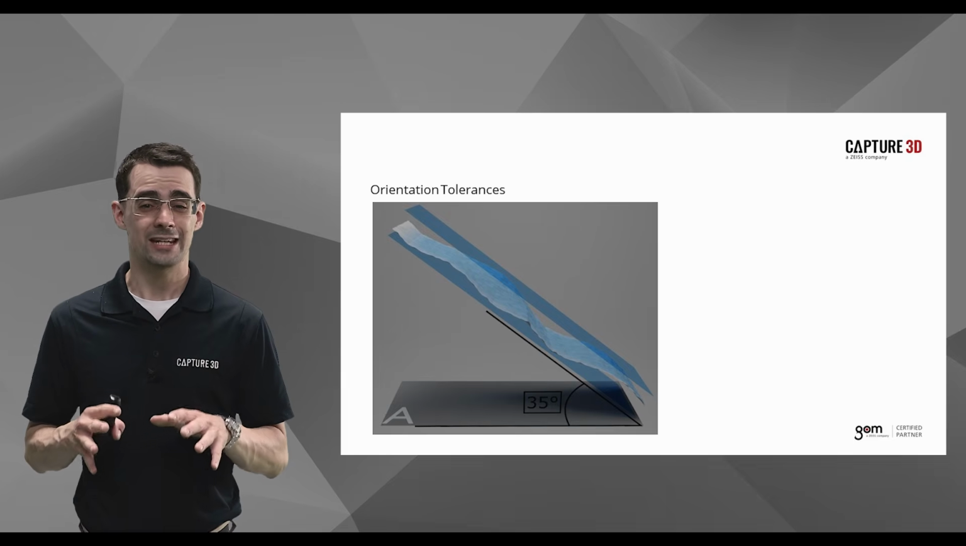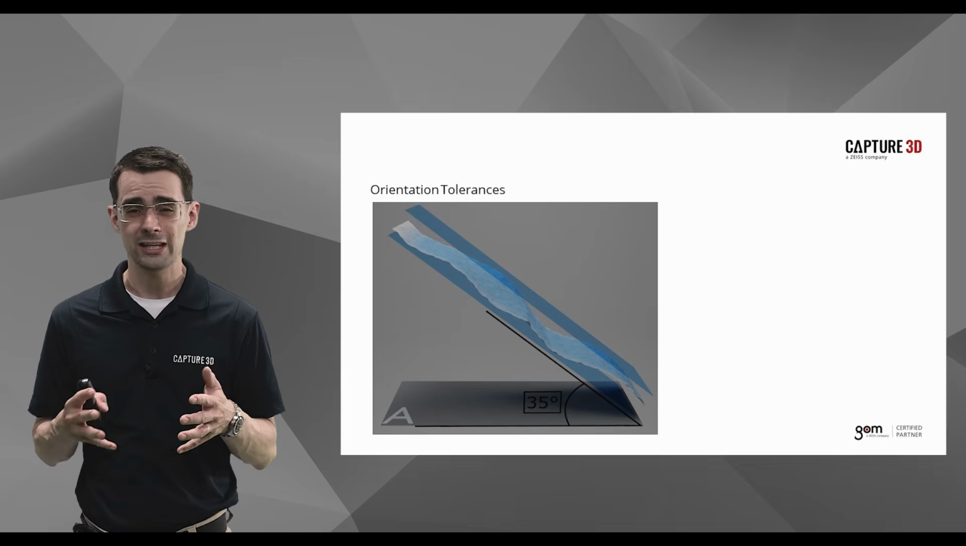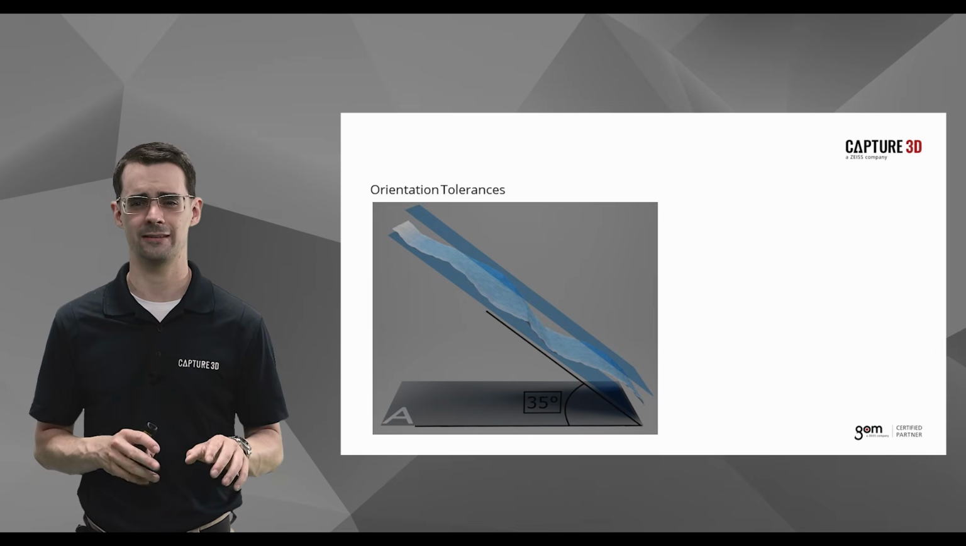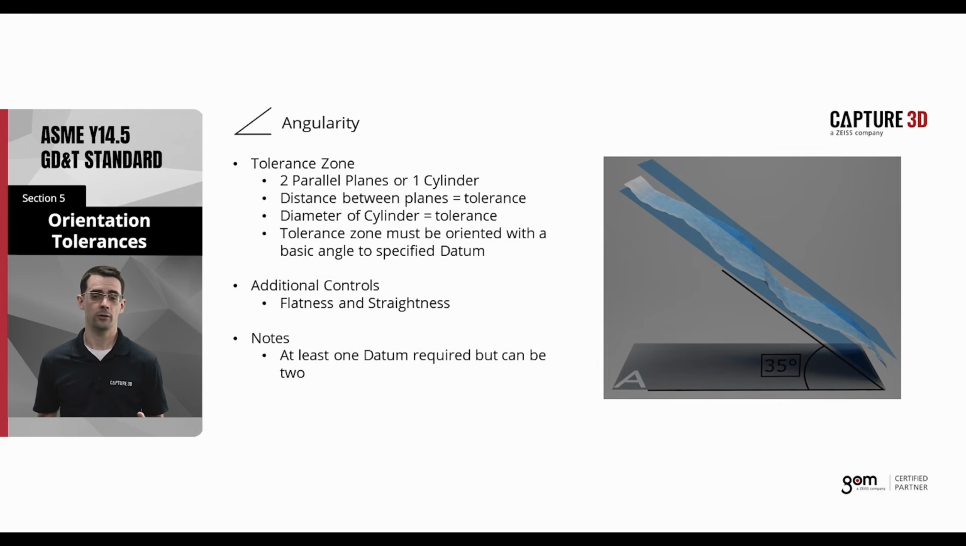This section is actually going to be pretty short because there's really only one orientation tolerance, asterisk, we'll get to that in a second. The first orientation tolerance we're going to talk about is called angularity. The tolerance zone here depends on the feature type. It's either 2 parallel planes or 1 cylinder. When it's parallel planes, the distance between those planes is the tolerance. When it's a cylinder, the diameter of that cylinder is the tolerance.